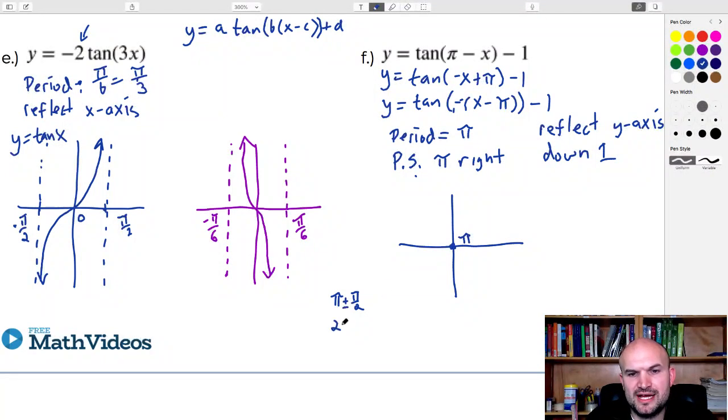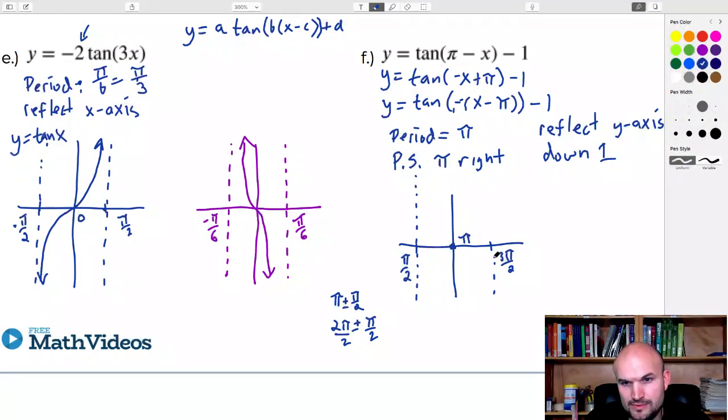So let's rewrite this as 2 pi over 2, plus or minus pi halves. Therefore, this asymptote is at 3 pi halves, and this asymptote is going to be at pi halves. So let's go ahead and get that going in there, and this one. And you could actually see that would be this graph right there.